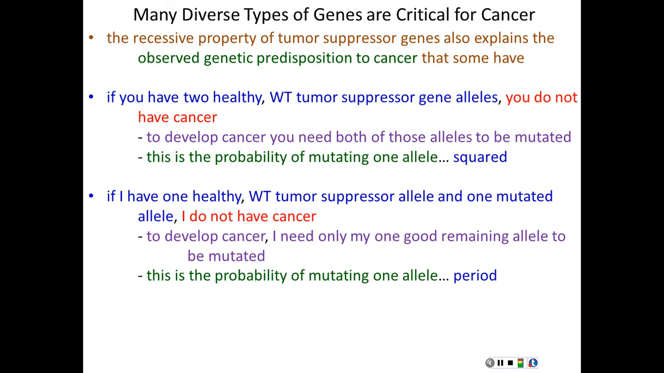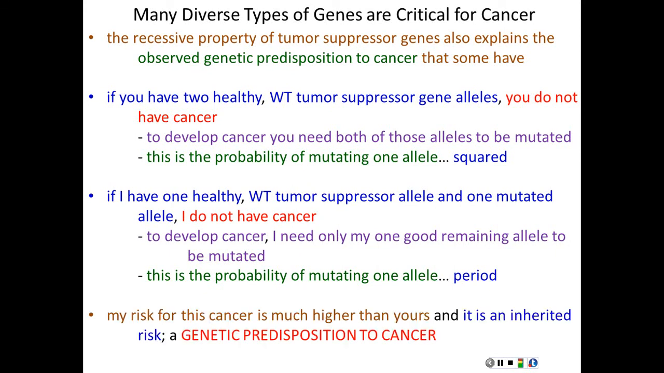The probability of getting cancer, in that case, is the probability of getting that 1 mutation in that 1 allele, period. Not squared, because the other allele was shot to begin with. This is the genetic predisposition of cancer. If I am heterozygotic for the tumor suppressor allele mutation, and you are homozygotic for healthy wild-type tumor suppressor gene alleles, my risk for cancer is much higher than yours.